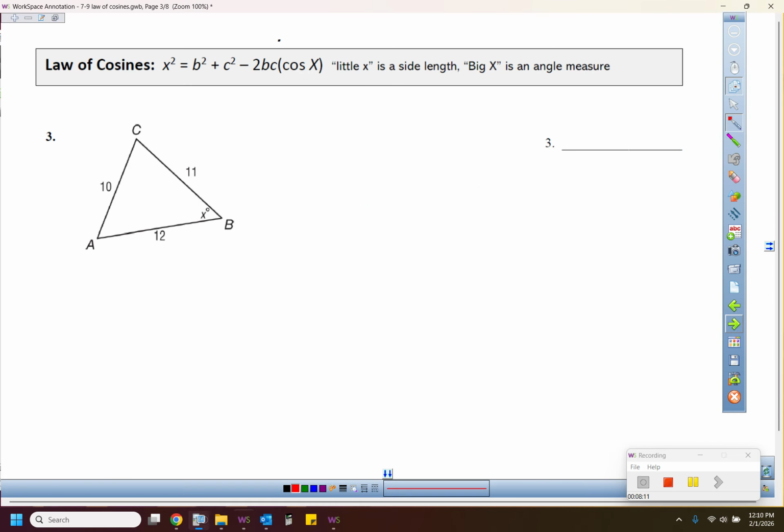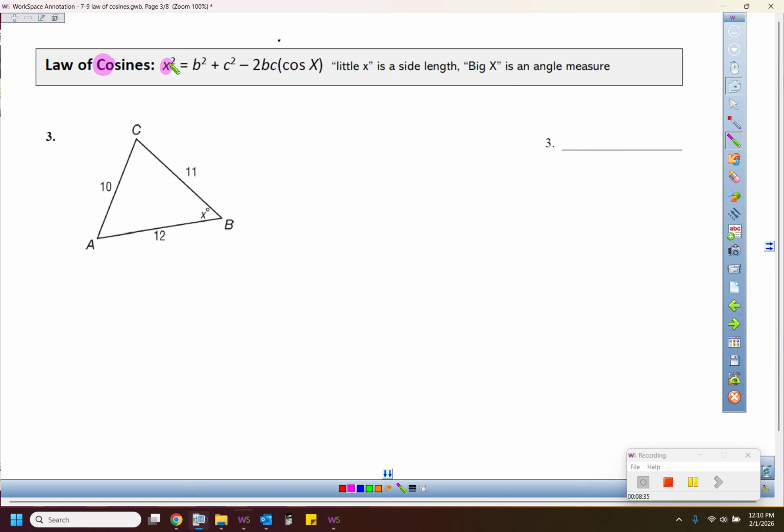Check out this. Holy cow, they gave me all 3 sides. So it's not just about having 2 sides, it's about having more than one side. I have no angle measures whatsoever in this triangle, so I can't do special right triangles, can't do SOHCAHTOA, and I can't do law of sines either. I have to do the law of cosines because I have more than one side.